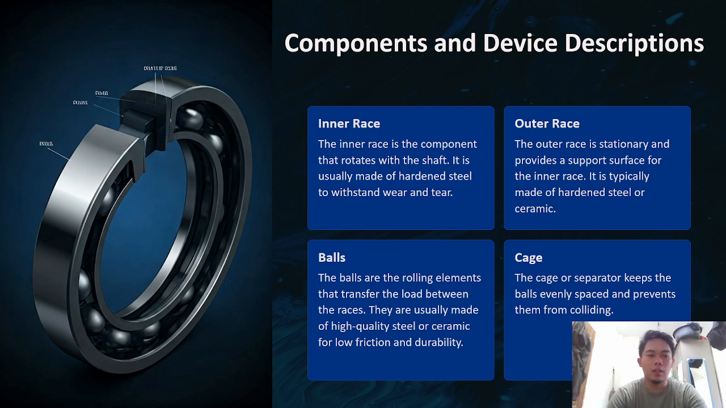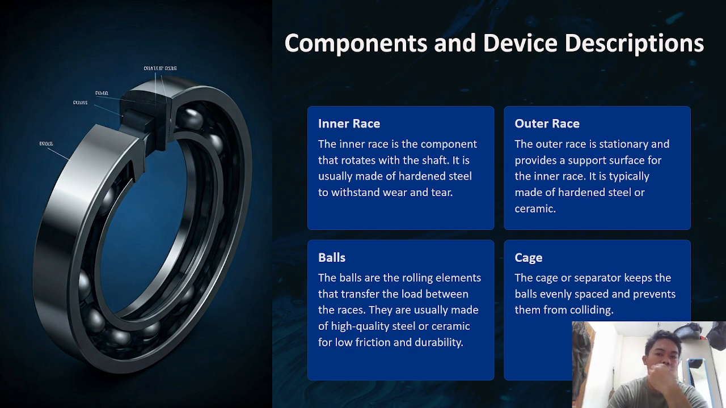So this cage is an integral component of the ball bearing that serves multiple important functions. Its primary role is to keep the balls evenly spaced apart as they move between the inner and outer races. So ayun daw, siya yung nag-hold ng mga ball.